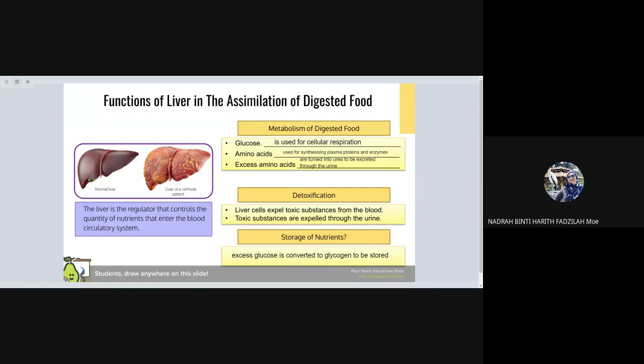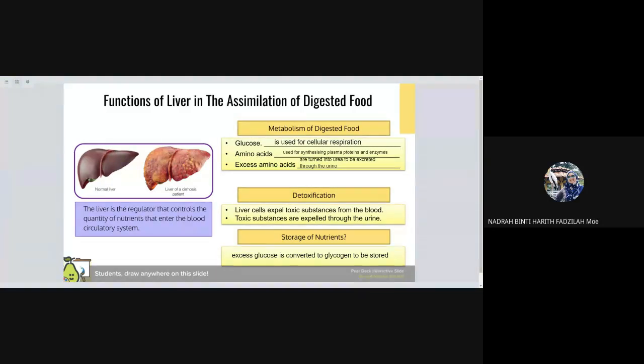Okay, so let's take a look at a sample answer here. Mari kita tengok. As I mentioned earlier, substances that can dissolve in water will enter the blood capillaries, and blood capillaries will converge and transport its content to the hepatic portal vein directly to the liver. Liver will regulate the amount of nutrients in the blood, and after the assimilation process is completed inside the liver, then the blood will move to all parts of the body.